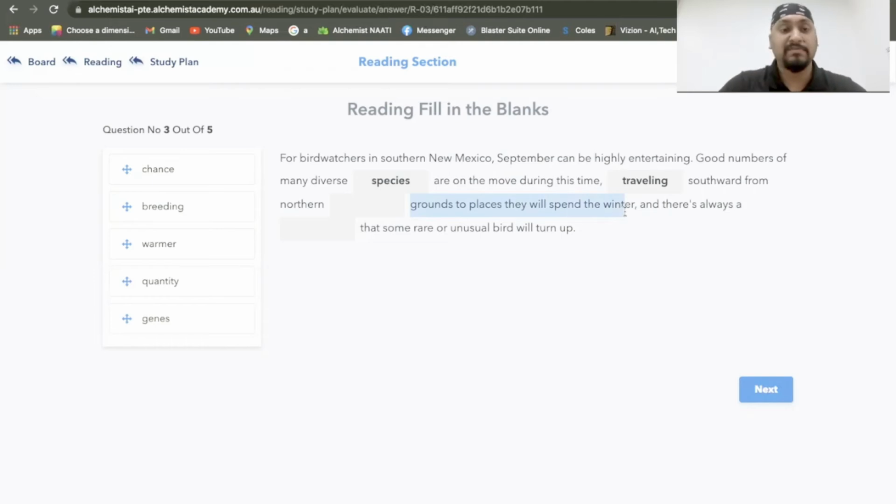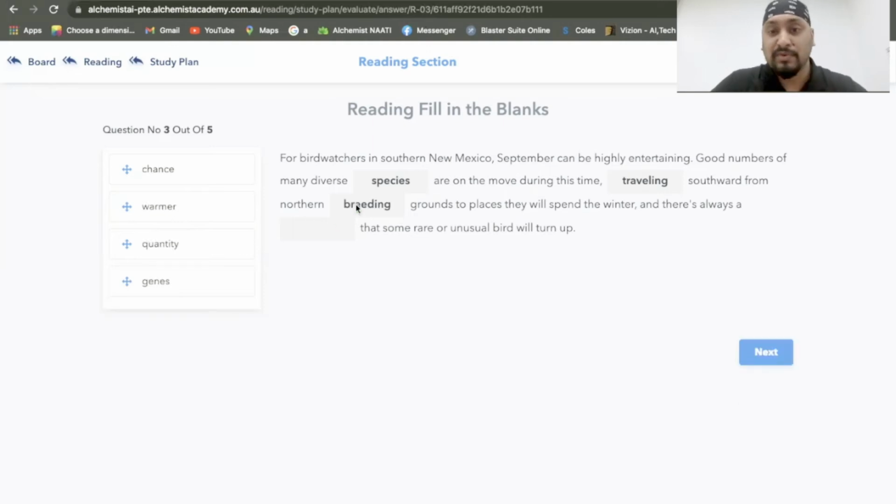So what kind of grounds will they be spending their winter in? Let's have a look. So if you look at this, can I say grounds is basically like a noun. So I need an adjective. I've got quantity, I've got warmer, and I've got breeding. In this case, I cannot put quantity grounds. I can put warmer and I can also put breeding. So they will probably go to the, I would say in this case, southward northern breeding grounds. I would put the word breeding because that's where they will be spending their winters. And that's what most of the birds do as well. They travel when they want to breed, they move, some of them migrate.